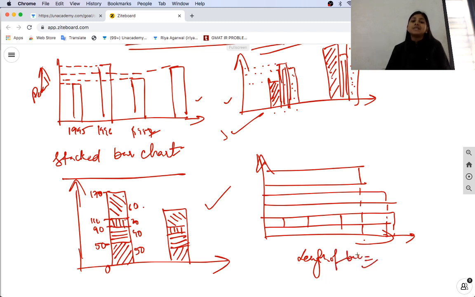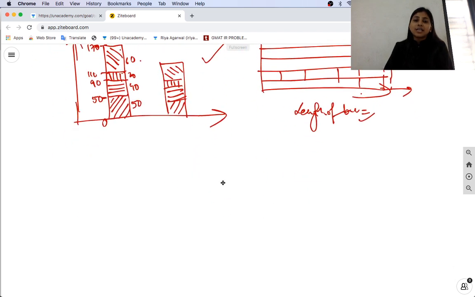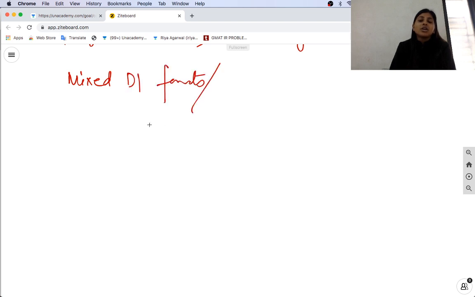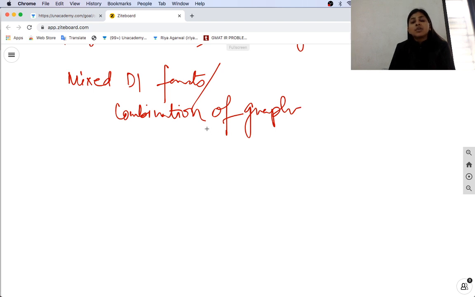So if you see nowadays, as per the recent CAT trend, they will not ask you direct questions just by giving you these figures. They will not ask you direct questions. Mostly what happens is, they give you mixed data types, mixed DI formats, or it is also called combination of graph. Okay, mixed data formats or combination of graph, where they might give you maybe a bar graph and a table, a bar graph and a pie chart, a bar graph and a line graph, like that. Okay, a bar graph and some information, something like that.